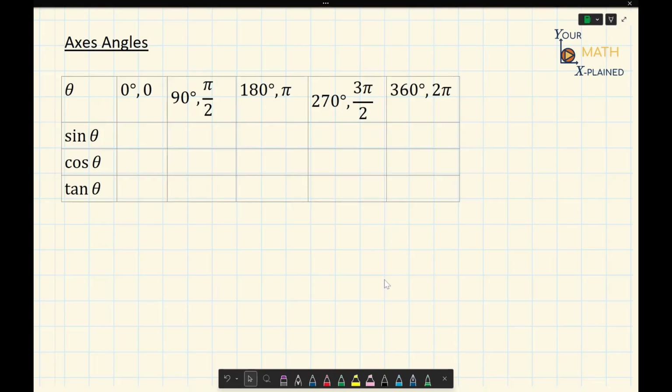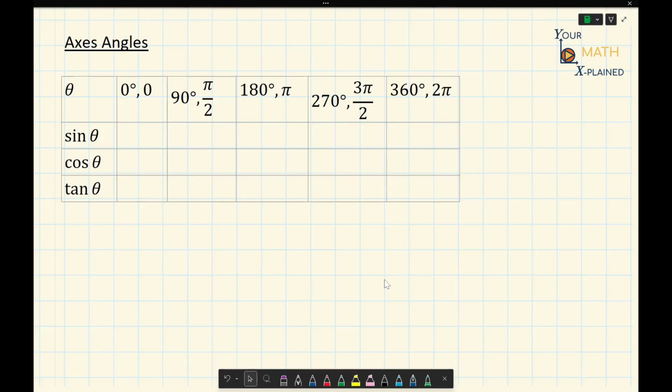Next, we're going to tackle our axes angles. So axes angles are 0, 90, 180, 270, and 360 degrees because they lie on the axes. The issue with these angles is that we can't create triangles as they don't lie in the quadrants as we did in our previous video with standard positions.